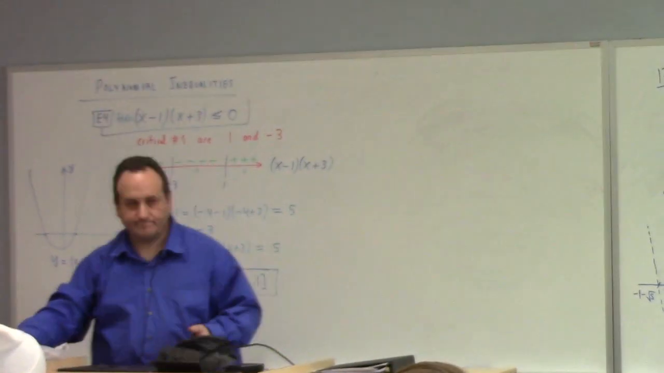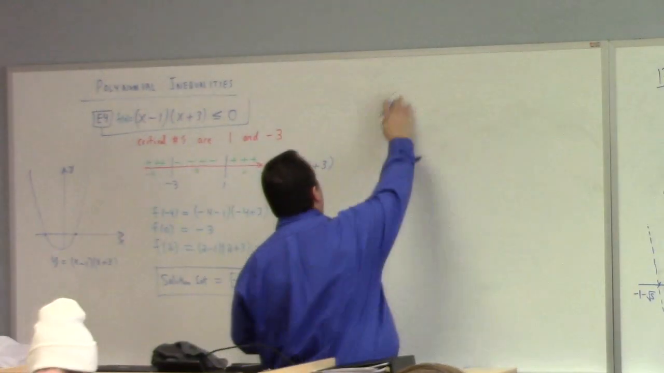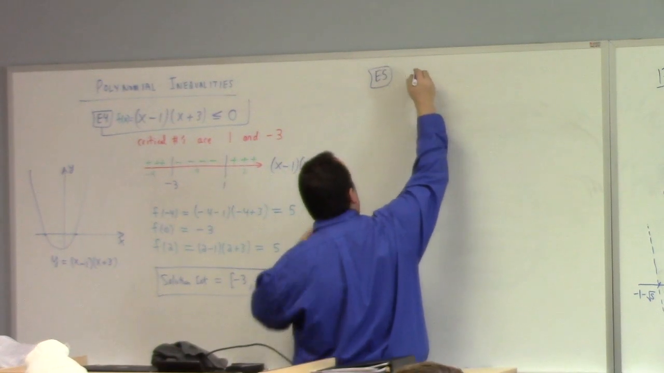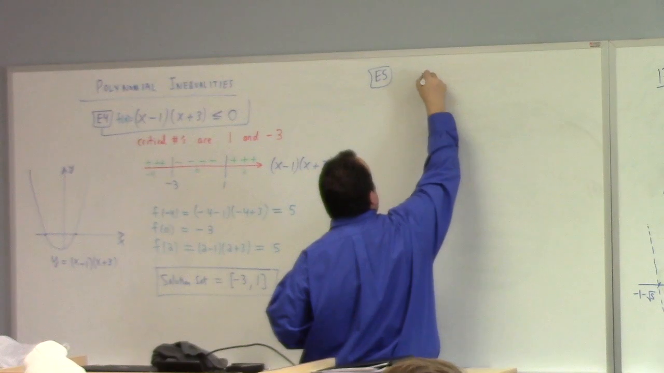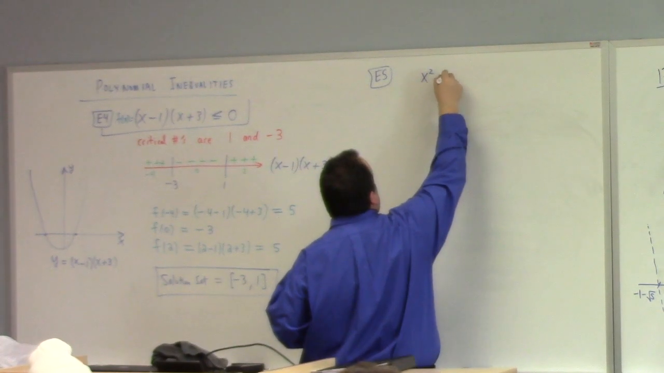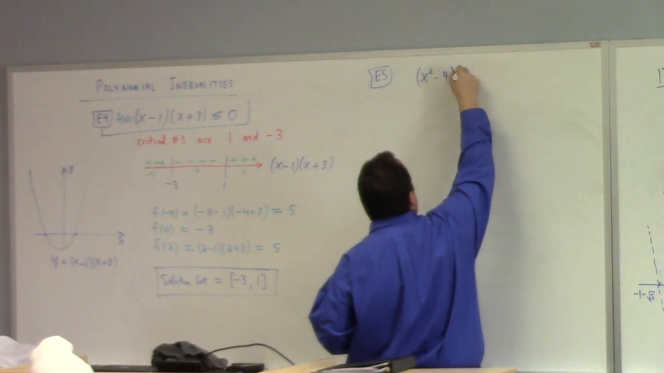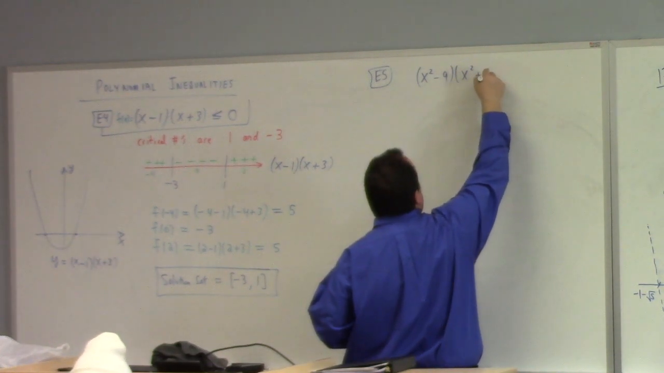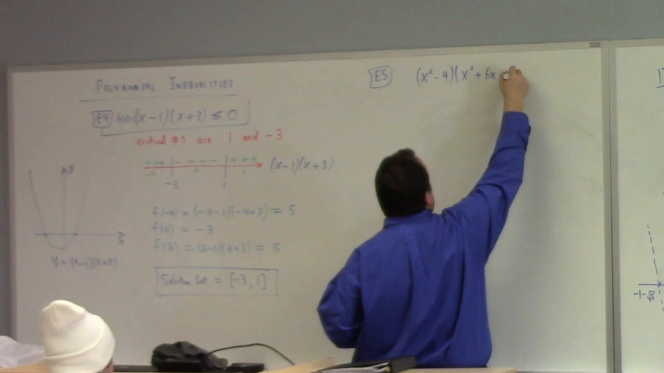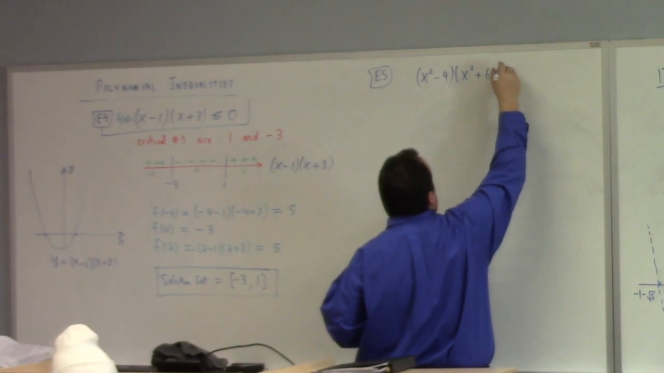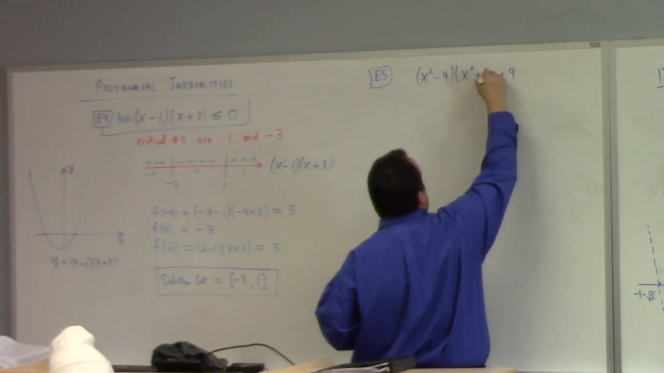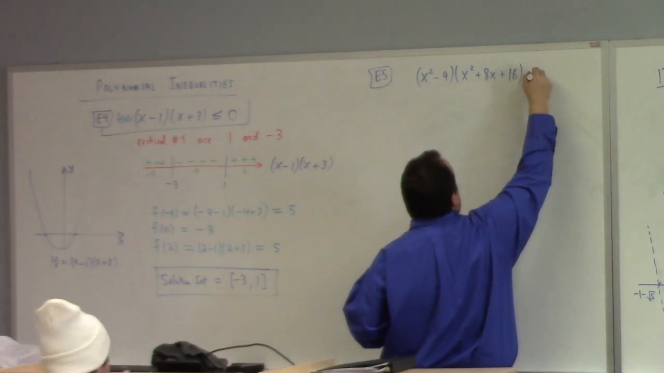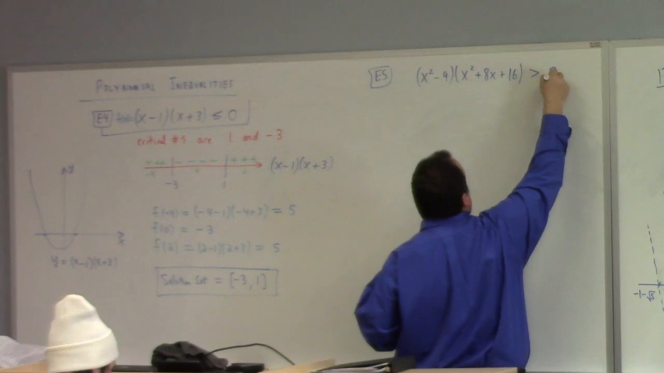Let me do another. Example 5. Suppose we're solving x squared minus 9 times x squared plus 8x plus 16, sorry, not what I wanted, there we go, is greater than 0.